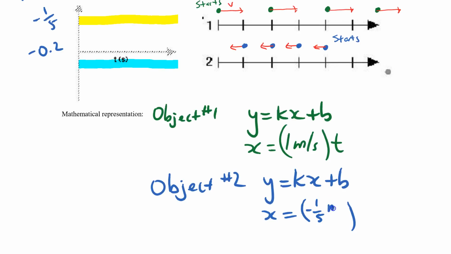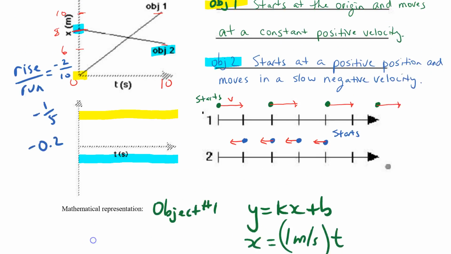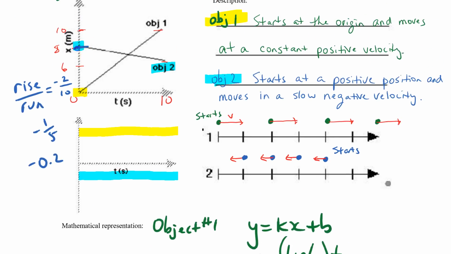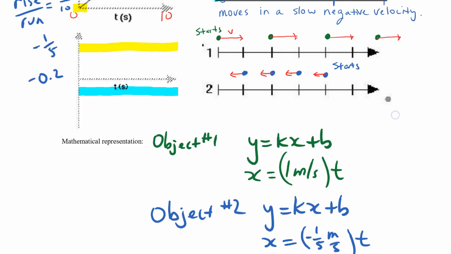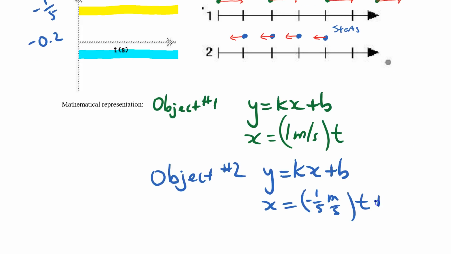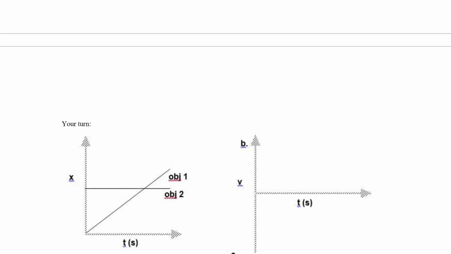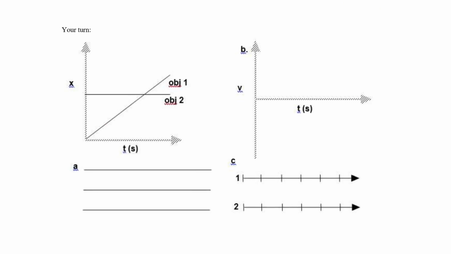And the units for that is meters per second multiplied by my time. But in this case, it actually does start at a position. In this case, it's 8 meters plus 8 meters. Okay, so there's an example. You have your turn coming up.